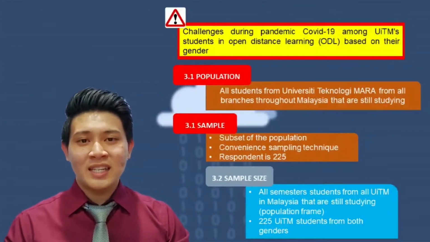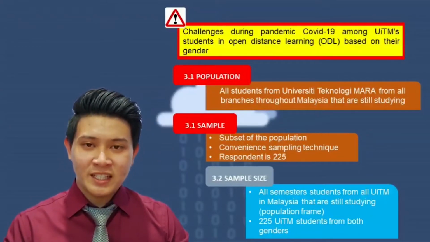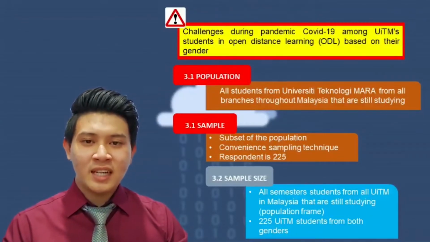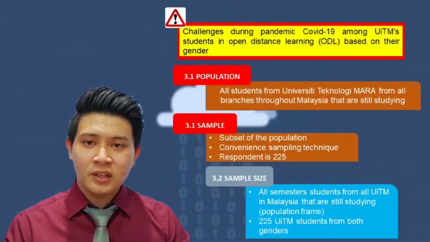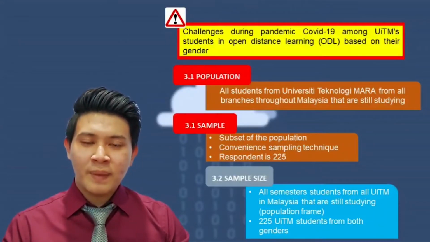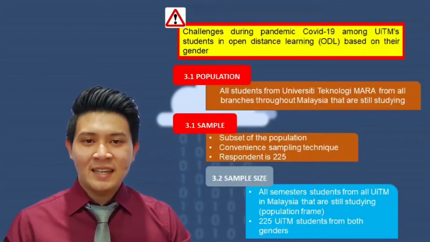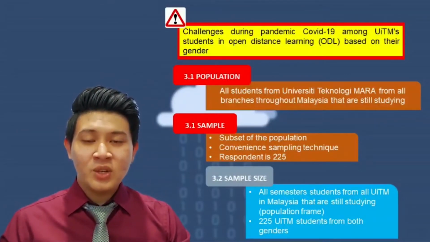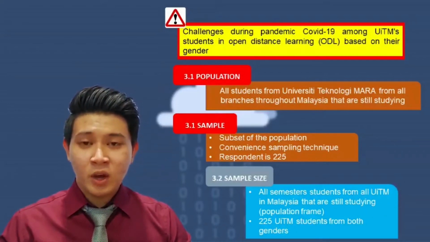Now we'll proceed with the next slide, which is Chapter 3, research methodology, population and sample. Population refers to the entire group of people, events or things of interest that the researcher wishes to investigate. In this study, we investigate the challenges during the COVID-19 pandemic among UiTM students in open distance learning based on their gender. So based on this scope of study, we specify the population as all students from UiTM from all branches throughout Malaysia who are still studying. Sample is a subset of the population.